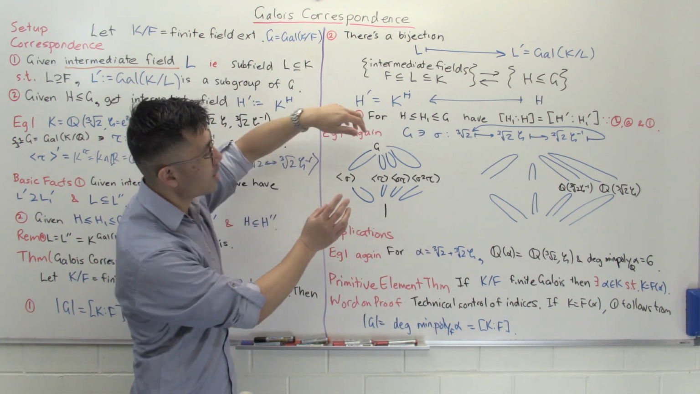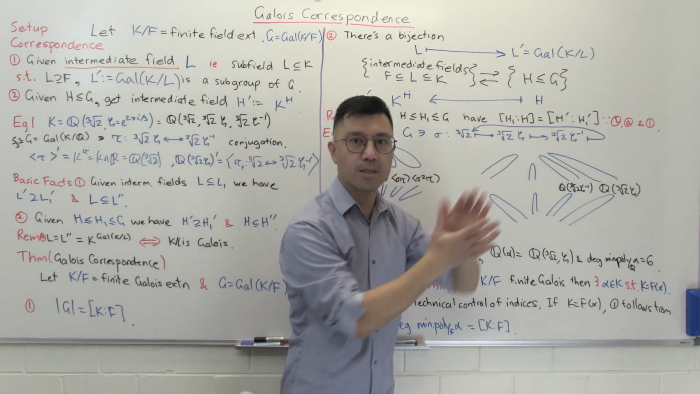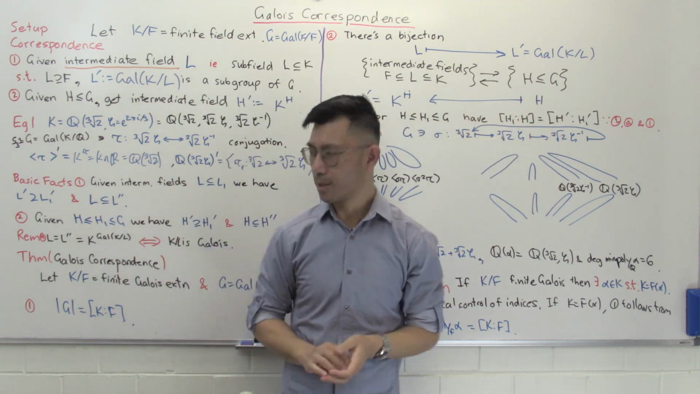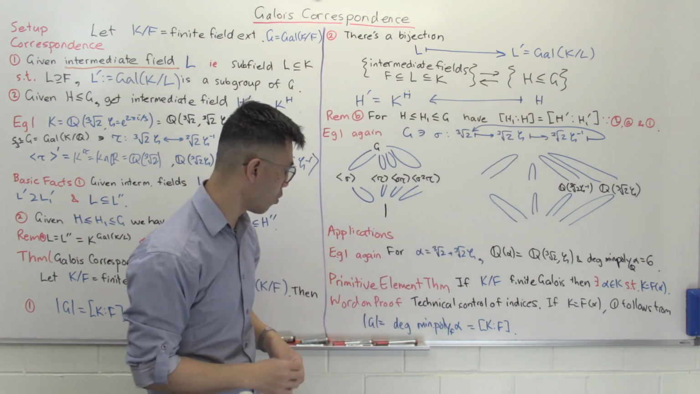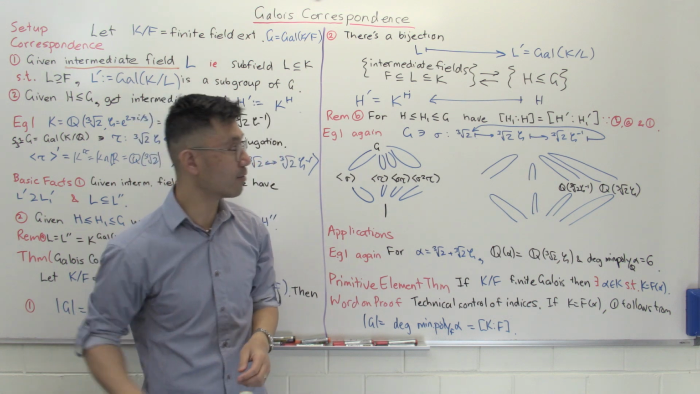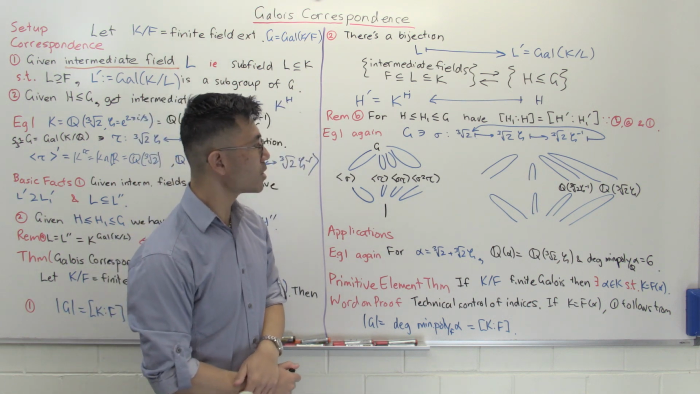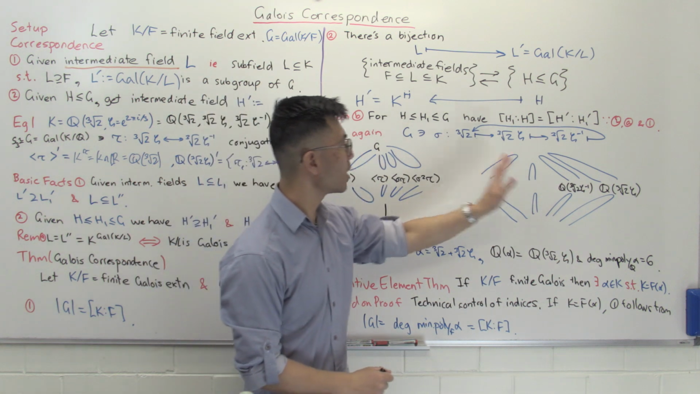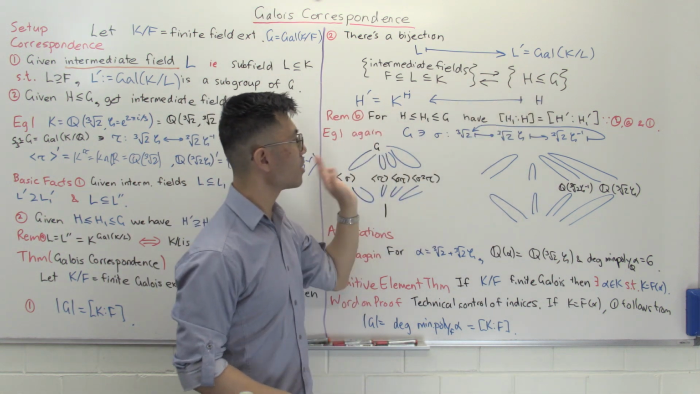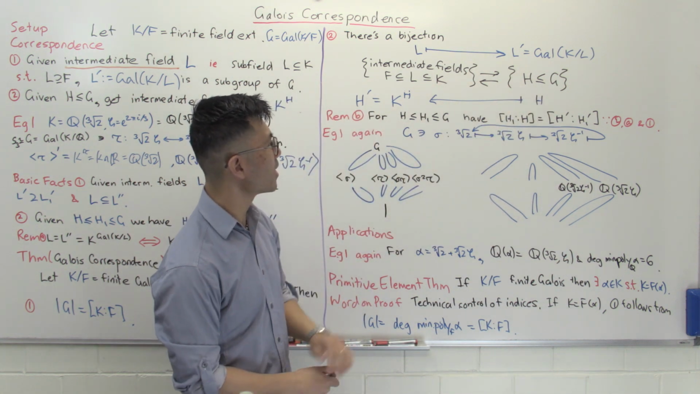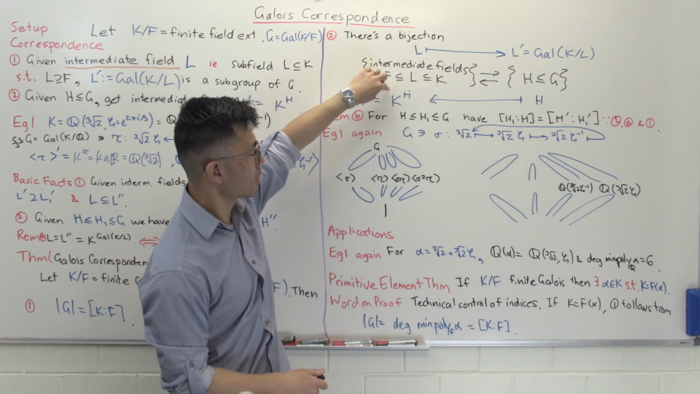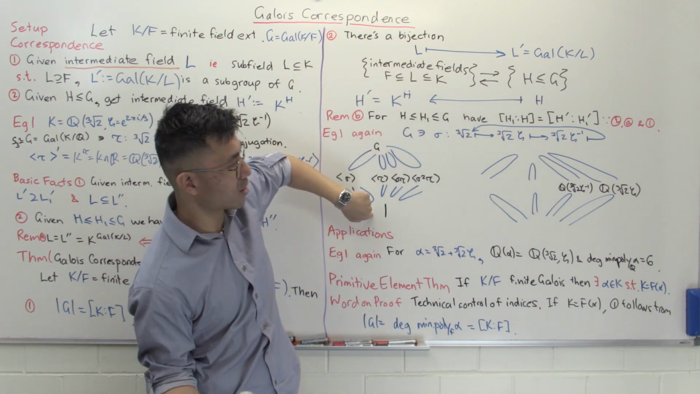And now we can say, what are all the corresponding intermediate fields? That's what we're going to do next. So let's just work out all the corresponding intermediate fields. So how do we get this side? We're going this way around, so I've reversed the arrow here. So we just look at the fixed fields. So what's fixed by 1? Everything is fixed by 1.